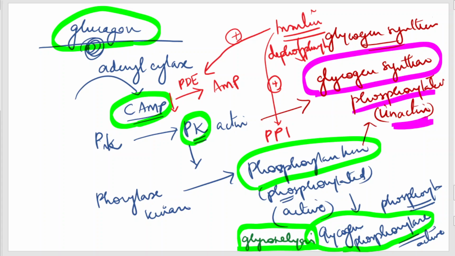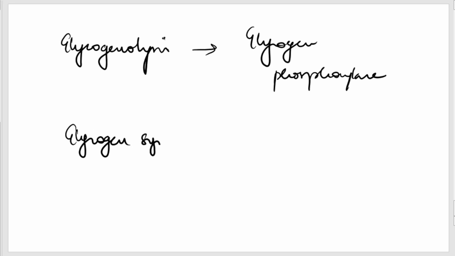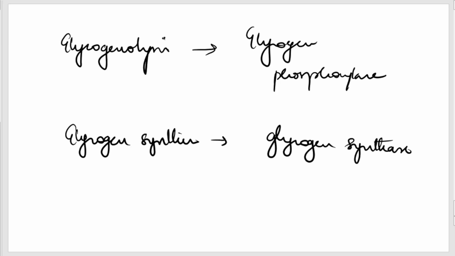So this is the regulation of glycogen metabolism. What is the key enzyme of glycogenolysis? It is glycogen phosphorylase. And what is the key enzyme for glycogen synthesis? The key enzyme for glycogen synthesis is glycogen synthase. These are the rate limiting enzymes that you should know.